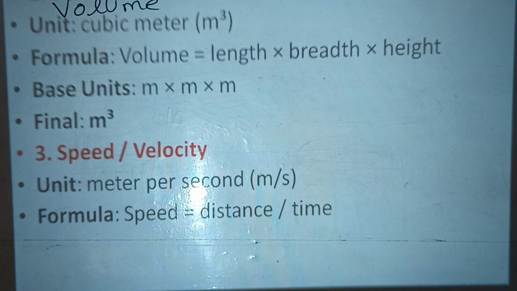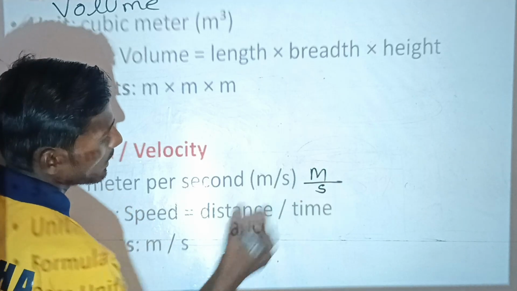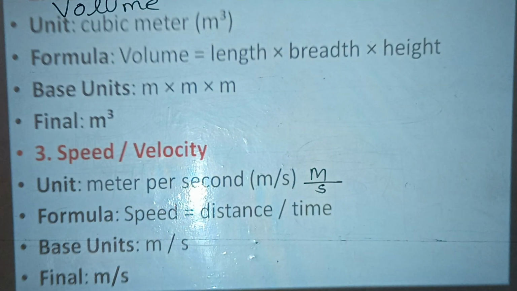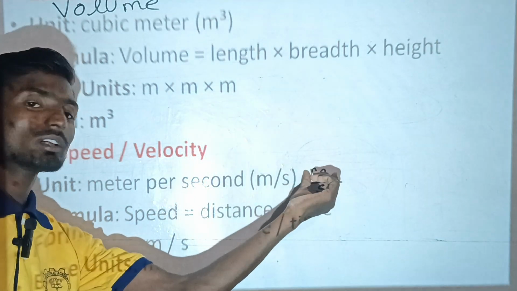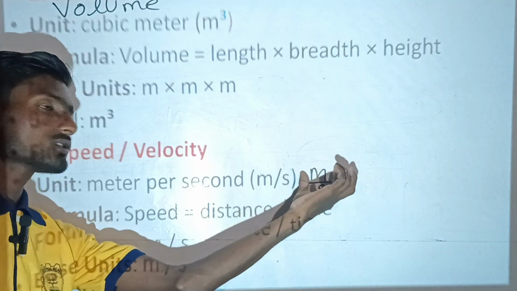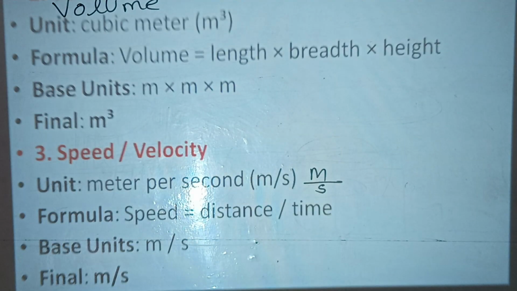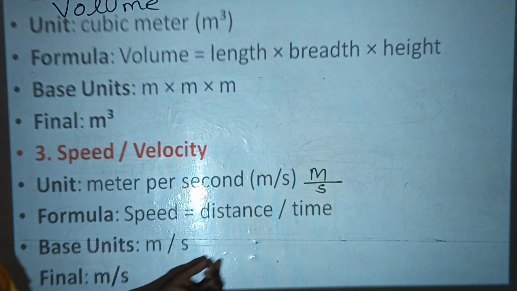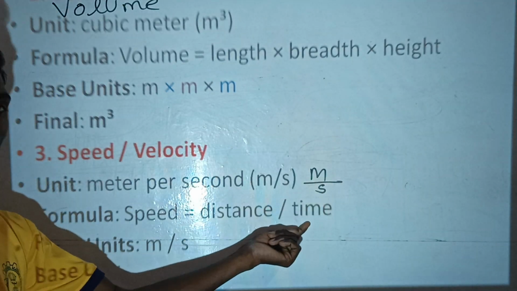If you take the example of speed or velocity, velocity is measured in meters per second. You can write it also this way, meter by seconds. Meter means we can calculate the distance of any traveling object in the scale of distance, and time you can calculate by the second. So distance upon time taken.